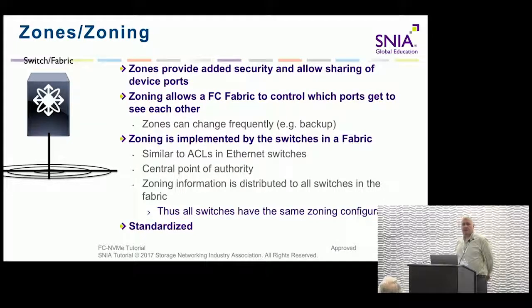And the fabric also provides a service called zoning, which allows ports to be separated from each other. It's a security method. It's also a data integrity method so that you don't have devices or hosts messing with your storage that you don't want them to touch. And zoning is implemented in each switch in the fabric in a distributed fashion as well. So it's also high availability.